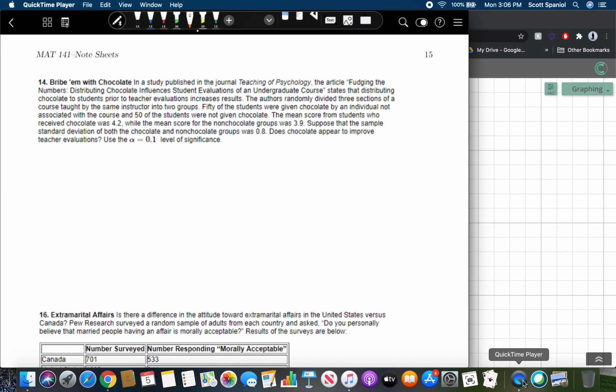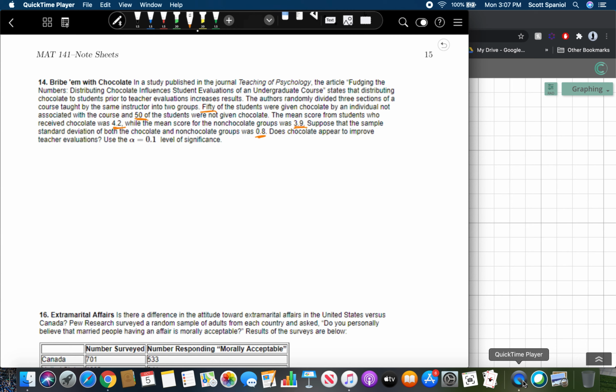In a study published in the Journal of Teaching of Psychology, the article Fudging the Numbers, Distributing Chocolate Influences Student Evaluations of an Undergraduate Course, states that distributing chocolate to students prior to the teacher evaluations increases results. The author randomly divided 3 sections of a course taught by the same instructor into 2 groups. 50 of the students were given chocolate by an individual not associated with the course, and 50 of the students were not given chocolate. The mean score from students who received chocolate was 4.2, while the mean score for the non-chocolate was 3.9. Suppose the sample standard deviation of both chocolate and non-chocolate was 0.8. Does chocolate appear to improve teacher evaluation?